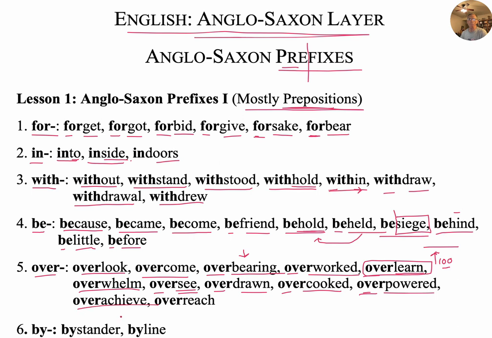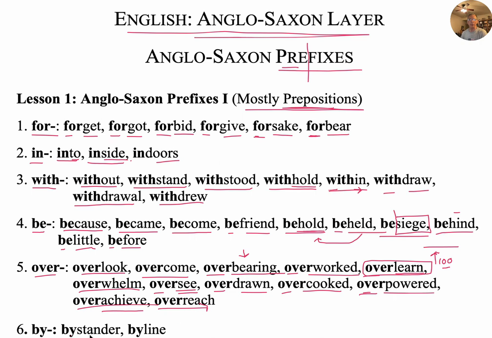Overachieve is somebody who really wants to do well, but they may go a little bit overboard on it. Overreach is when you try to do something, but it's really beyond your ability to do, and it's not good actually to overreach.